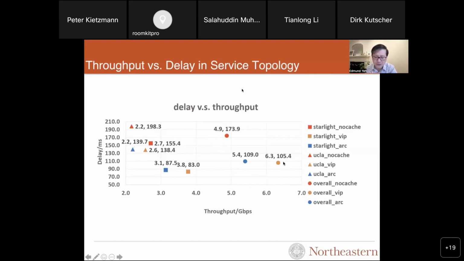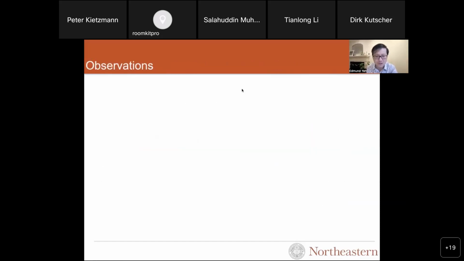And you can see this is very clear that the VIP numbers are in this orange here. ARC is in blue, no cache is in red. You can see that VIP is simultaneously increasing the throughput and decreasing delay. Okay, so this plot shows it very clearly. It is able to improve significantly the performance in both dimensions. This is in the first service topology.